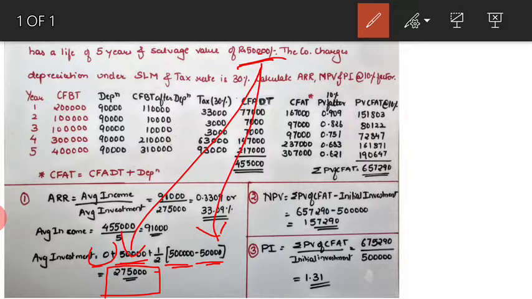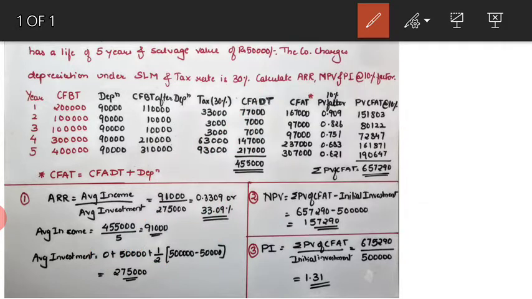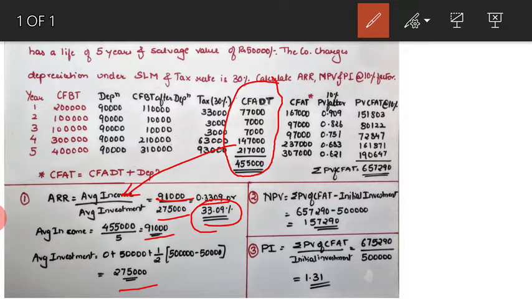2,75,000. So what would be your ARR in such cases? Your average income is 91,000 and your average investment is 2,75,000. So your ARR comes to 0.3309 or 33.09%. The most important thing while calculating ARR is we have to consider cash flows after depreciation and tax for the calculation. That is before adding back depreciation. Whatever cash flows we get, that has to be considered for calculation of ARR, that is average income.